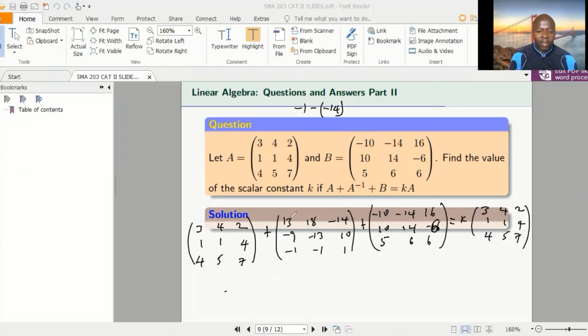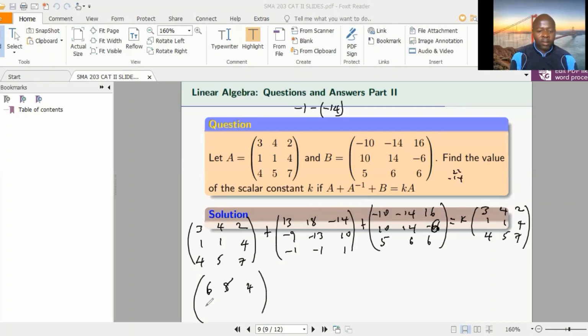So 3 plus 13 is 16, 16 minus 10 is 6. And then 4 plus 18, that is 22. 22 minus 14 is 8. And then 2 plus negative 14 is negative 12. Negative 12 plus 16 is 4.